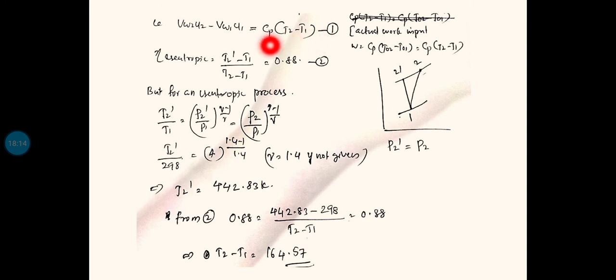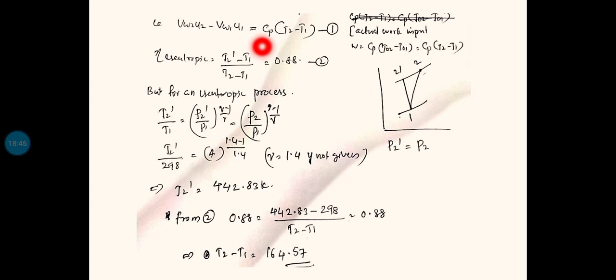Cp for air is 1.005 kilojoule per kilogram Kelvin. See, it is in kilojoule per kilogram Kelvin, so you have to convert it into SI units. The SI value of Cp of air is 1005 joule per kilogram Kelvin. Always use that value for Cp, in SI units, 1005 joule per kilogram Kelvin. Sometimes in the problem you will be given the data Cp equal to 1.005 kilojoule.